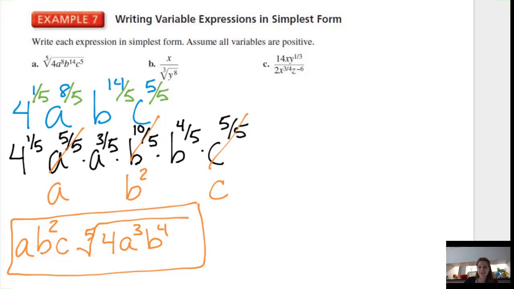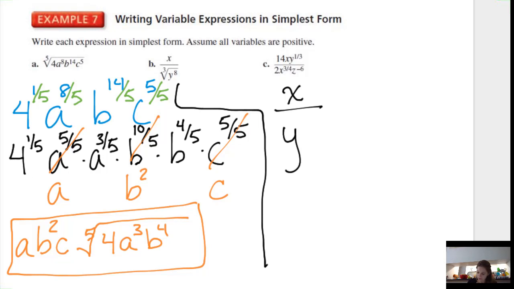B, we have simplifying this expression where I have x over the 3rd root of y to the 8th power. I cannot have a radical in the denominator, so that's what's being violated in B. Let me rewrite this again as an exponent. This would be y to the 8/3 power.